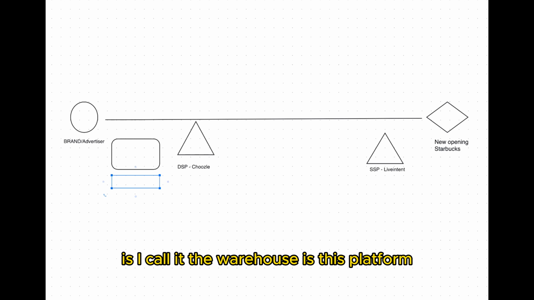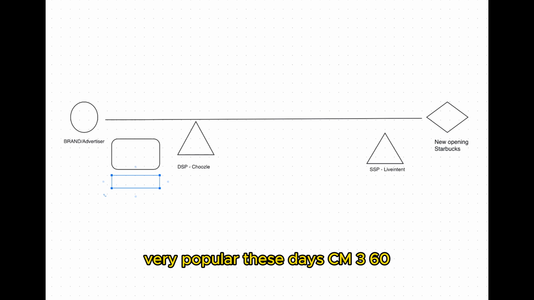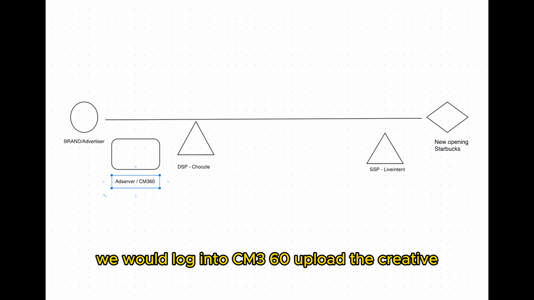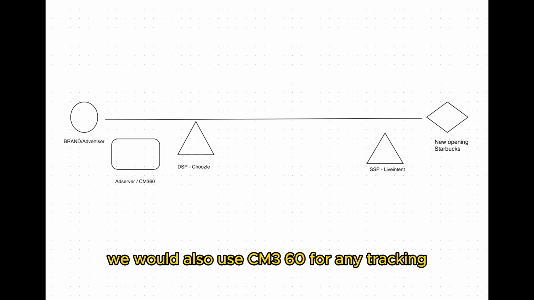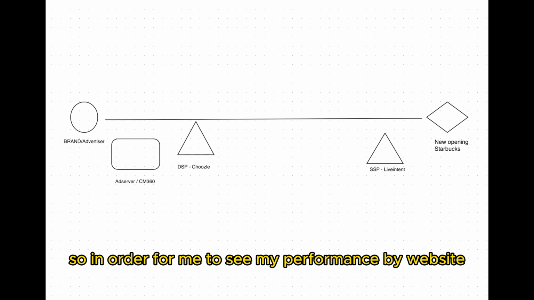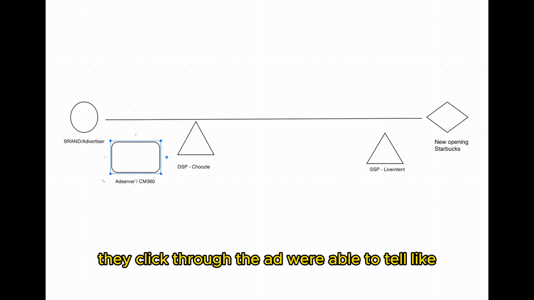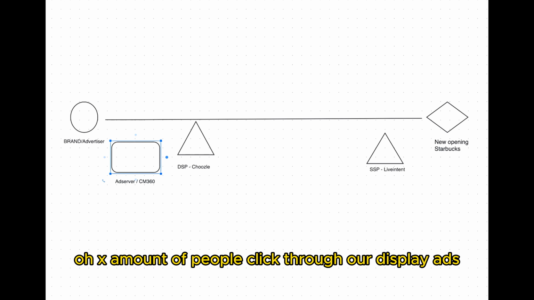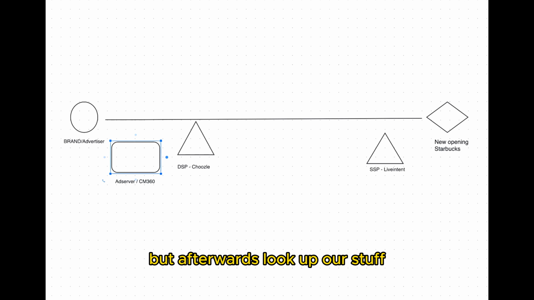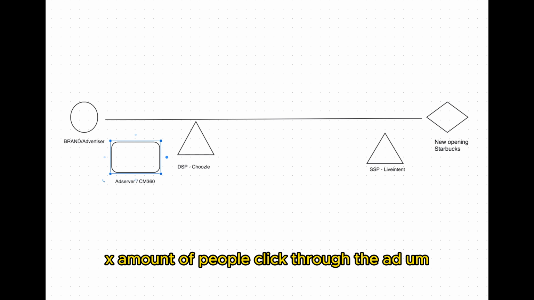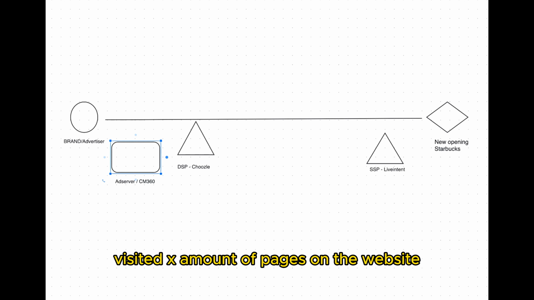is, I call it the warehouse, this platform you can log into, one that's very, very popular these days, CM360, which stands for Campaign Manager 360. So as campaign managers, as traders, we would log into CM360 and upload the creative. We would also use CM360 for any tracking. So in order for me to see my performance on my website, I need to track how all of my ads are performing. That means that when they see the ad, and click through the ad, we're able to tell, oh, X amount of people clicked through our display ads. X amount of people viewed the ad but did not click through, but afterwards looked up our stuff. X amount of people clicked through the ad and visited X amount of pages on the website, things like that, right?